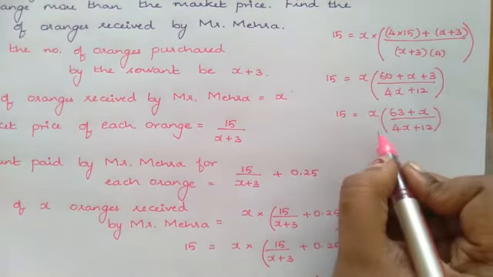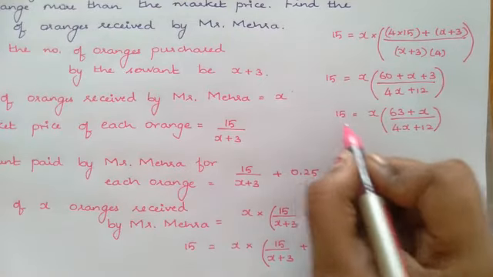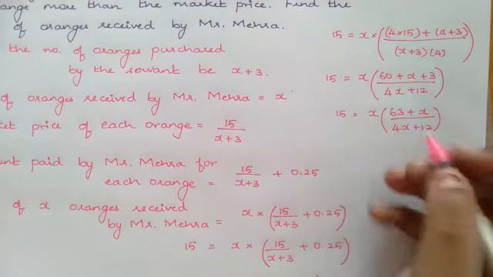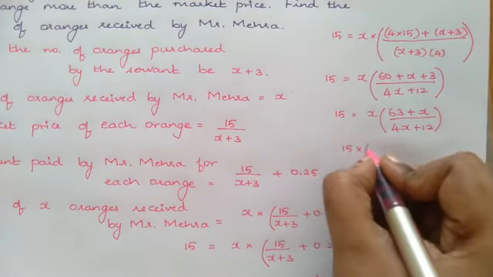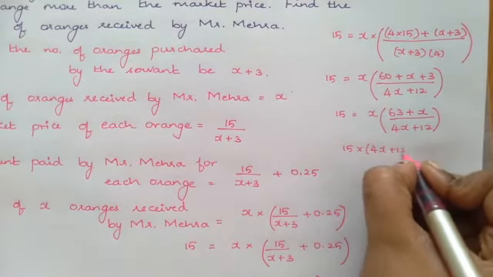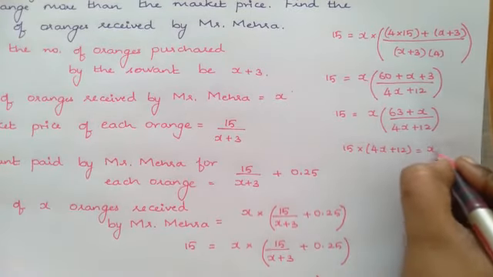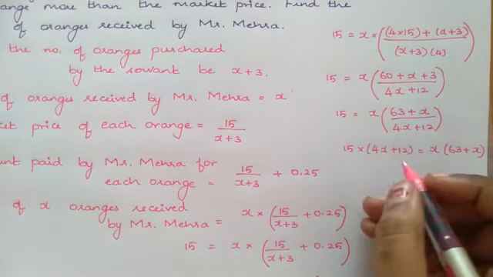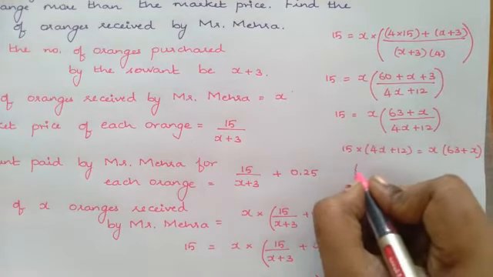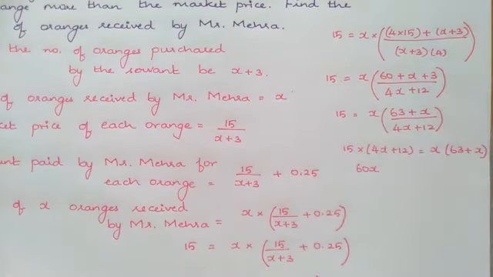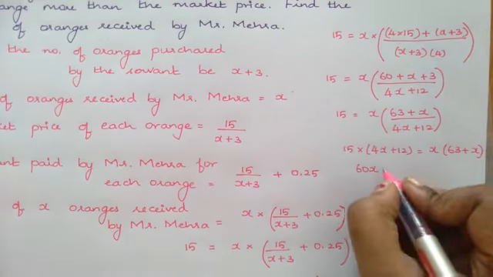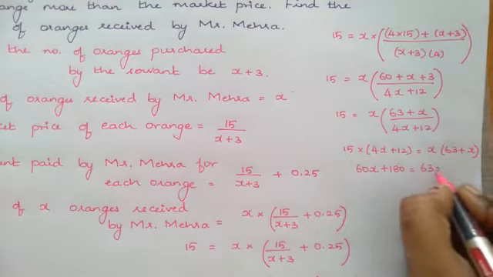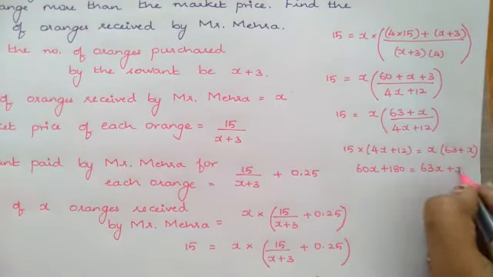Okay, now 4x plus 12, let's multiply it with 15 here. It goes to the other side as multiplication because 4x plus 12 is in division here. So this becomes 15 into 4x plus 12, which is equal to x into 63 plus x. Okay, now let's multiply it inside. 15 into 4, it is going to be 60x. 15 into 12, 180. X into 63, 63x, x into x, x square.